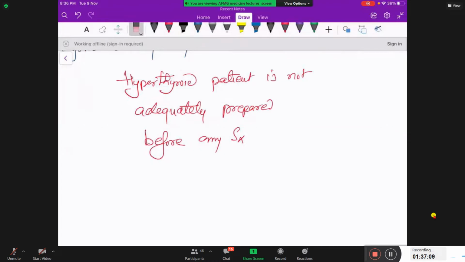So that means whenever you are subjecting any hyperthyroid patient to surgery, you have to prepare them. So how to prepare them? What is the drug of choice for preparation? A very commonly asked question. The drug of choice for preparation is carbimazole.